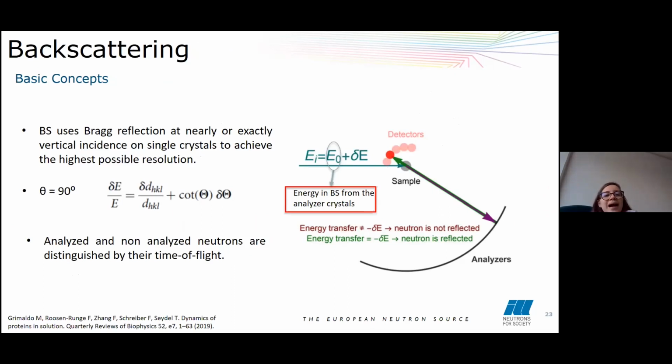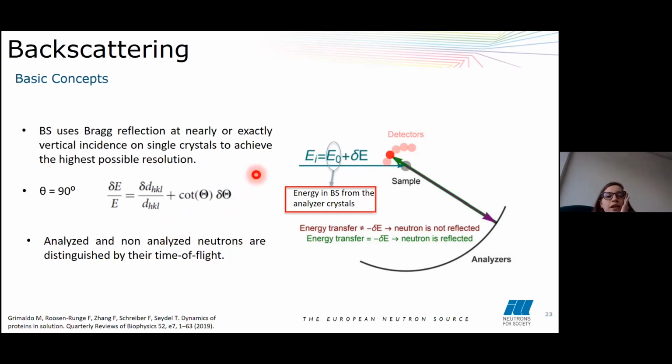And for this, backscattering uses Bragg reflection at nearly or exactly vertical incidence on single crystals to achieve the highest possible definition of the neutron energy, as it can be seen here for the first derivative of Bragg's law. So this highest energy resolution is obtained for an angle of 90 degrees. And in this case of this instrument, the final energy is fixed.